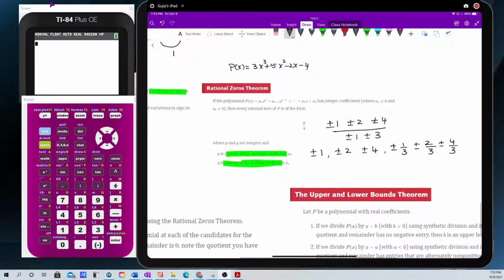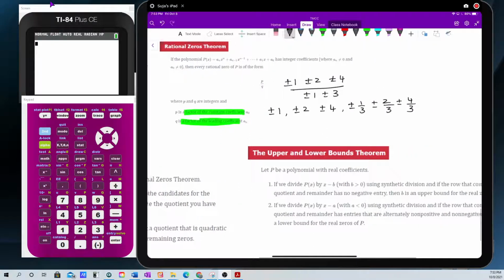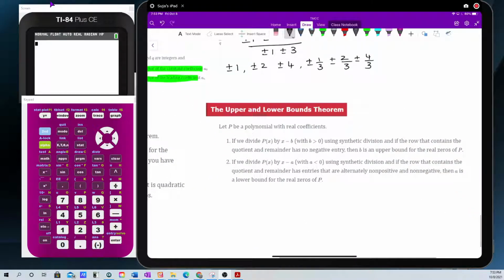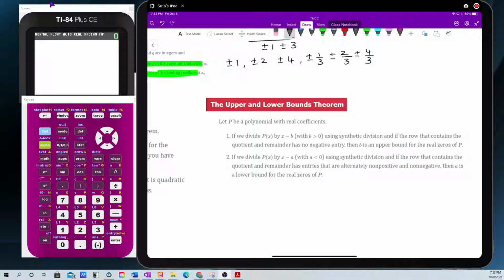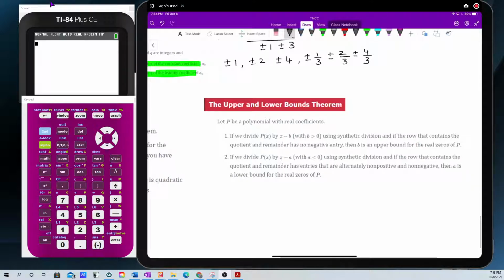Okay, so the next theorem, the bounds theorem, is going to help us set the boundary, to say that all my zeros are going to be, if there is a rational zero, between this number and this number. So for that, I'm going to take these candidates that I found from the rational zero theorem, and put them on a number line.